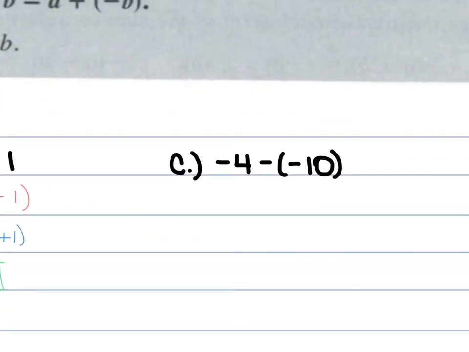For C, they give us negative 4 minus negative 10. Remember, a negative times a negative is a positive. So both of these negatives are going to turn into positives, making this negative 4 plus 10. This is the same exact thing as if we move it around, 10 minus 4, which gives us 6.